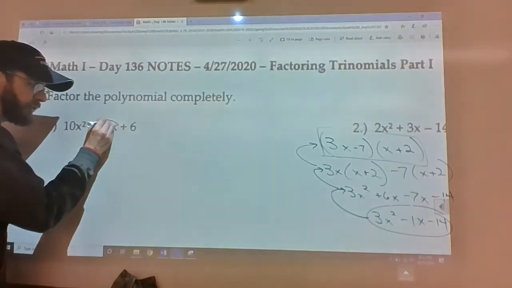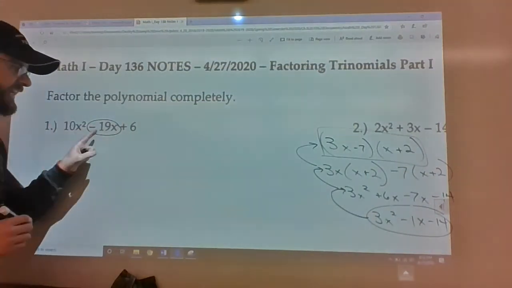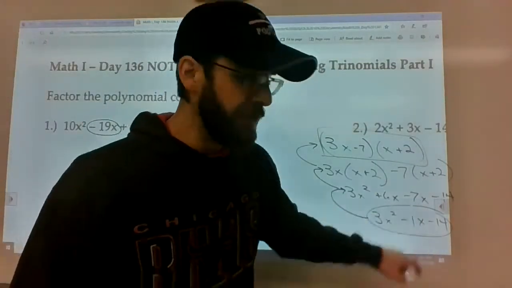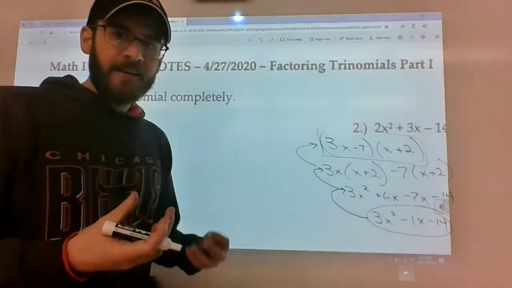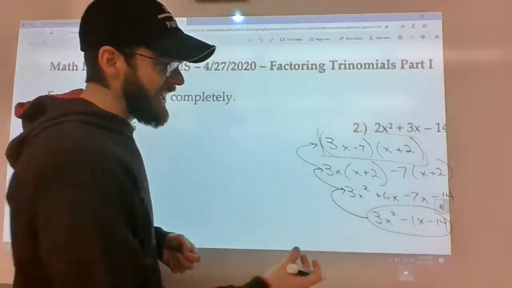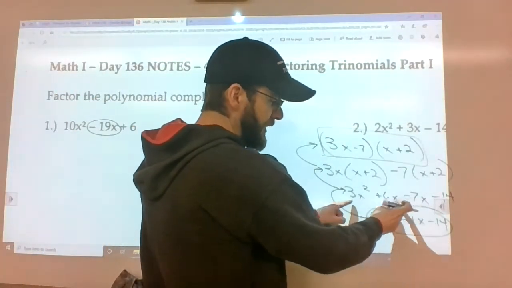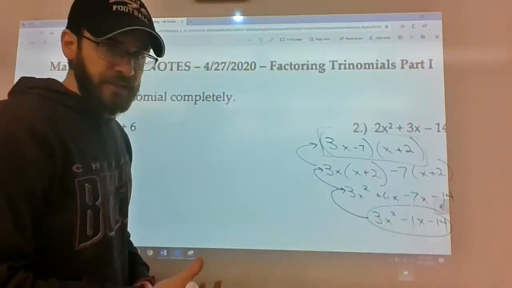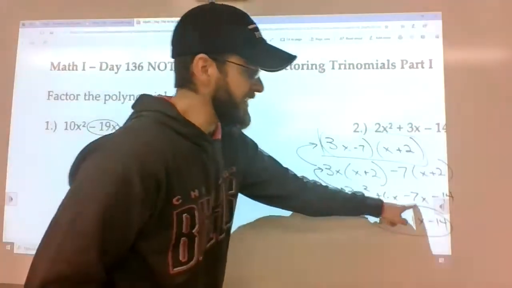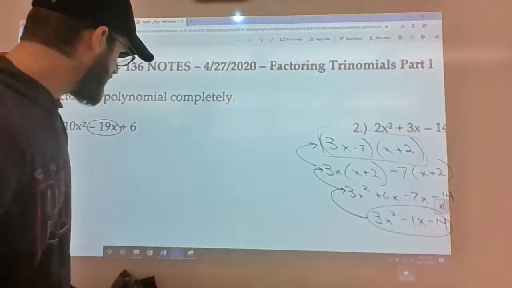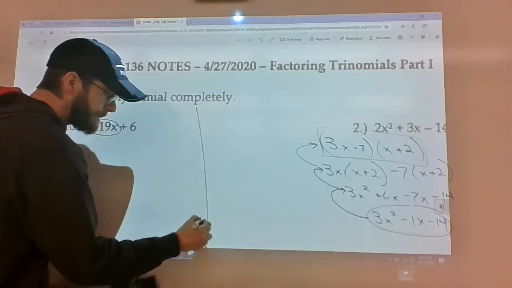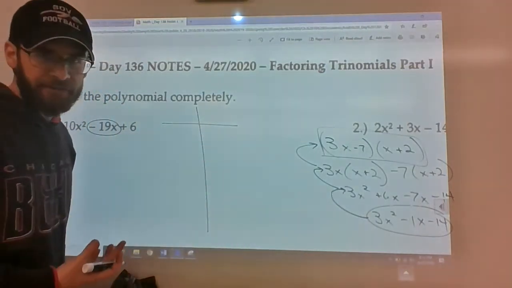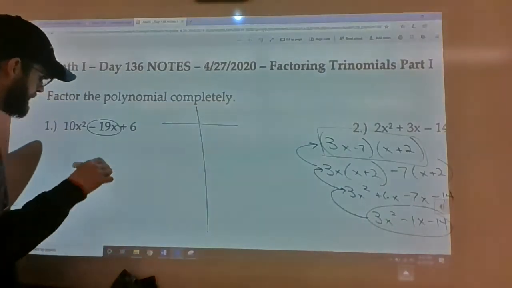What I'm trying to do is say this negative 19x needs to be split up into 2 other terms that, with factoring by grouping, need to share something with the ends. But they also need to add up to get the middle. 6 minus 7 is negative 1. So the question is, how do we do this? What you can do is use this AC method for factoring. All right, let me explain what that is.